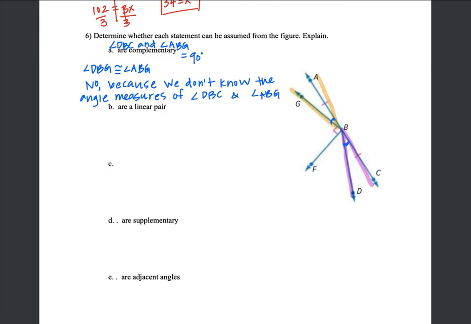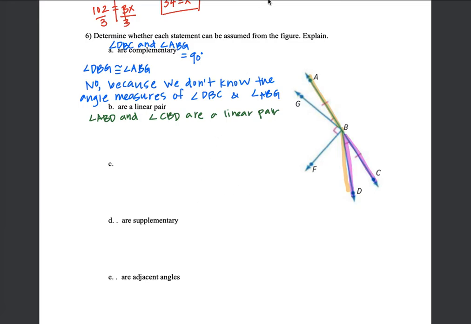The next one, use a different color, is supposed to say, I don't know what happened, angle ABD and angle CBD are a linear pair. So we're trying to see if this is true. Is it true that both of the angles are a linear pair? Do they form a linear pair? I'm going to highlight again. So ABD and CBD, these two lines.